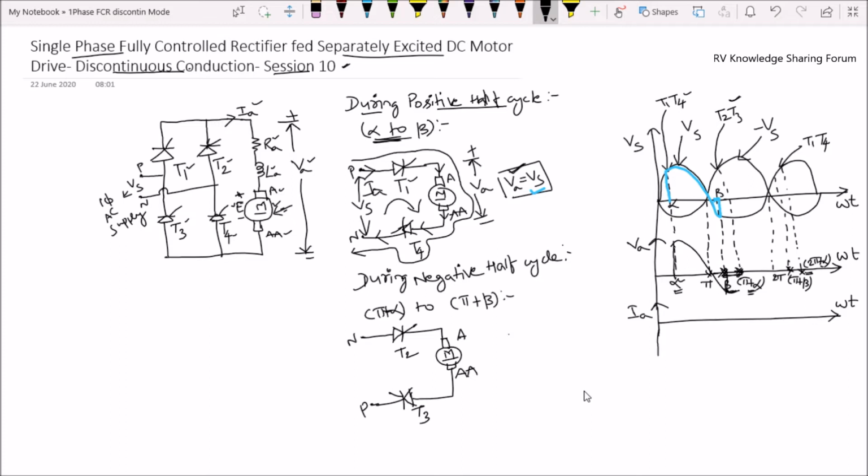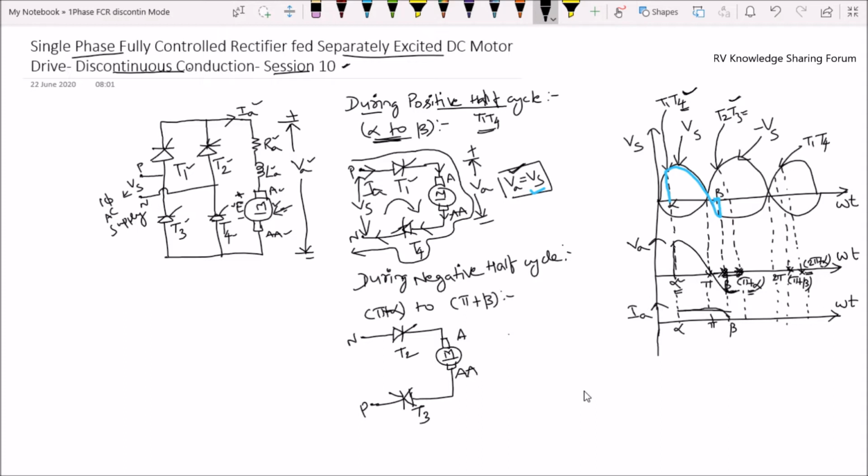Now let us try to draw the current waveform of this also. This is point alpha, this is the angle pi and this is the angle beta. The current is flowing through the thyristors T1 and T4 from alpha to beta. Here the thyristors T1 and T4 conduct. At an angle of beta the current becomes 0, and at an angle of pi plus alpha, the next pair of thyristors T2 and T3 starts conducting.